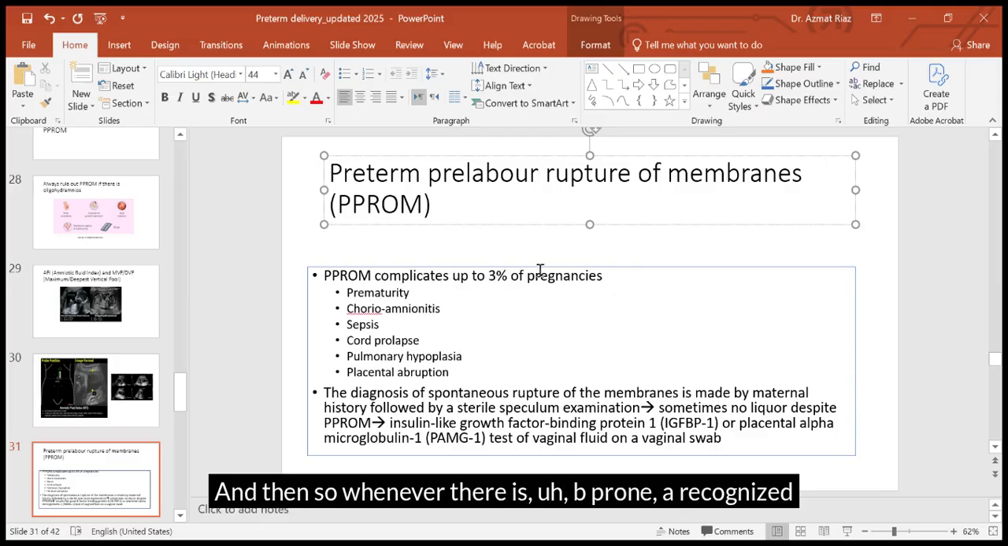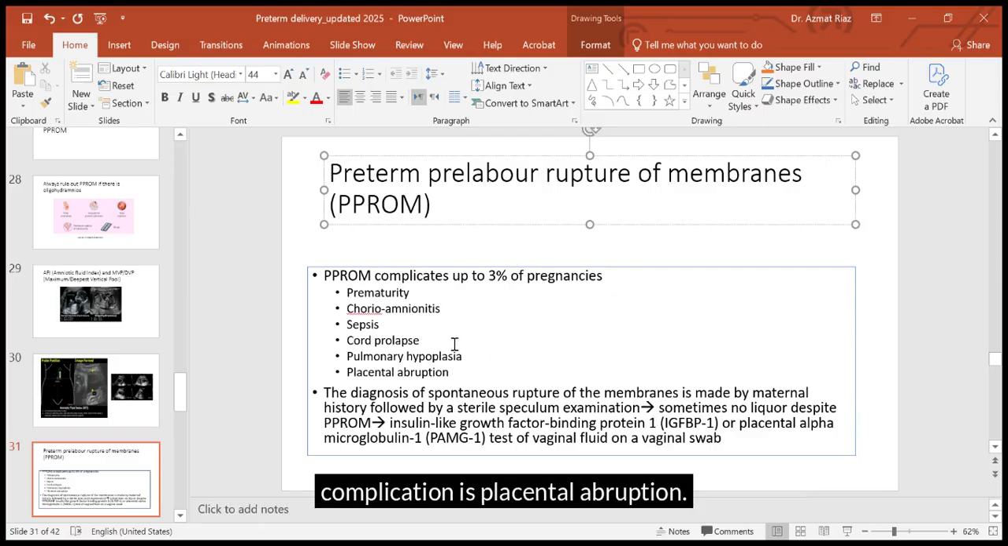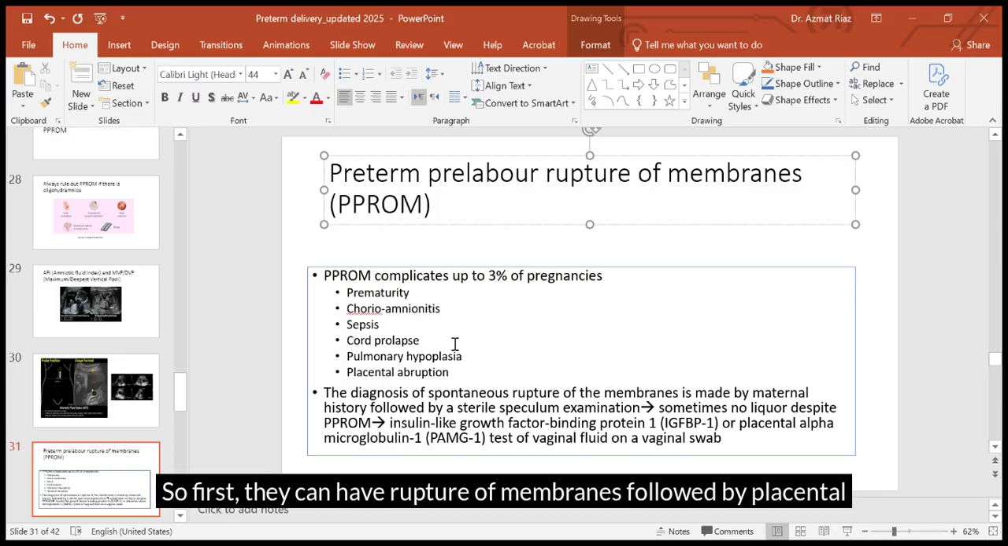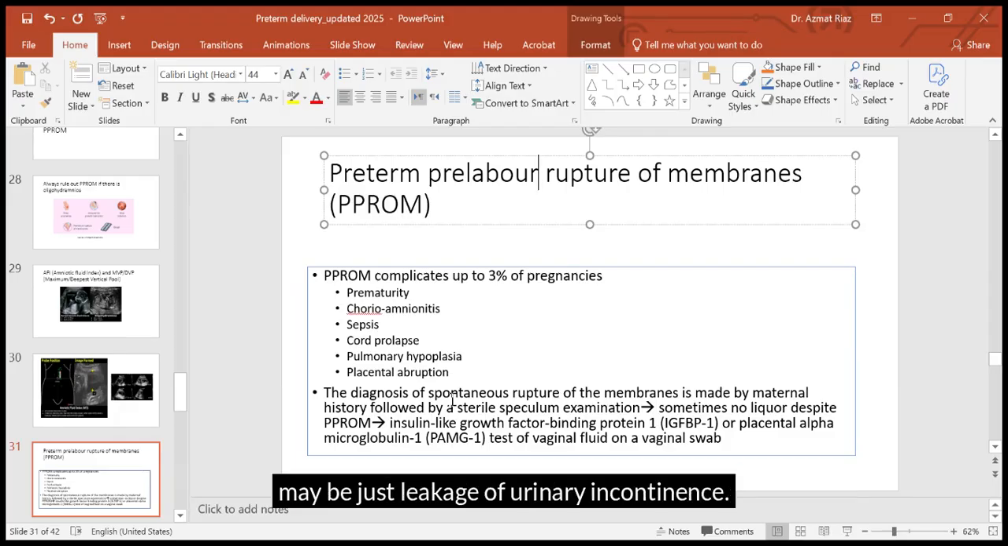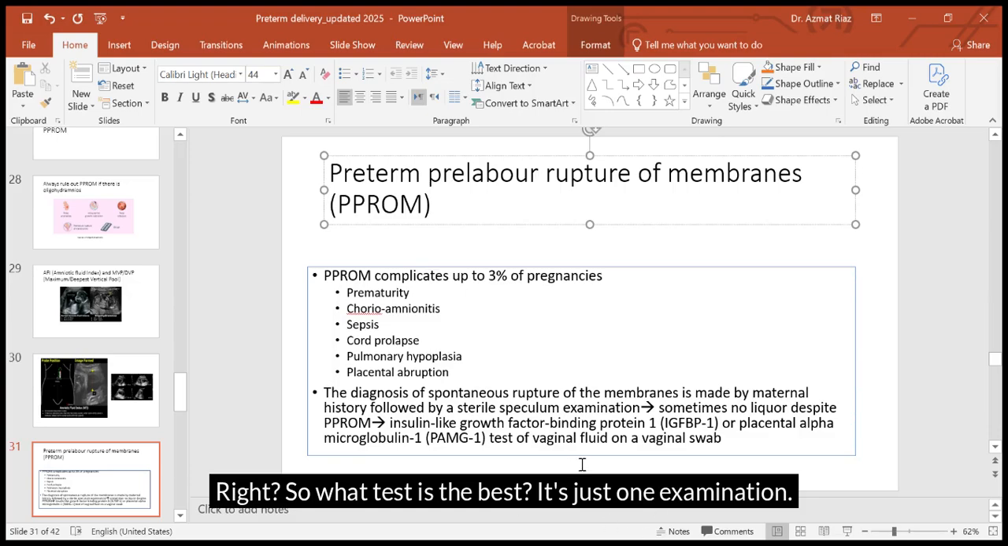And then, whenever there is PPROM, a recognized complication is placental abruption. So first they can have rupture of membranes, followed by placental abruption. That can happen at the same time or even later on. Okay. So what is the best test to diagnose PPROM? Okay, first of course we will take history, but that may be suggestive. It may be just a leakage or urinary incontinence, right? So what test is the best?